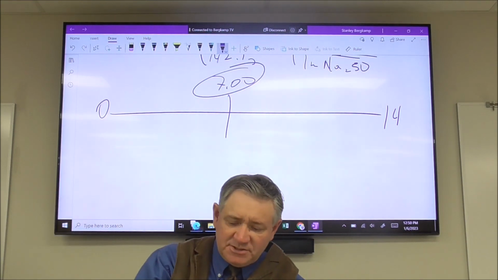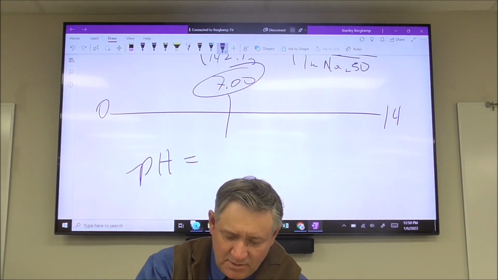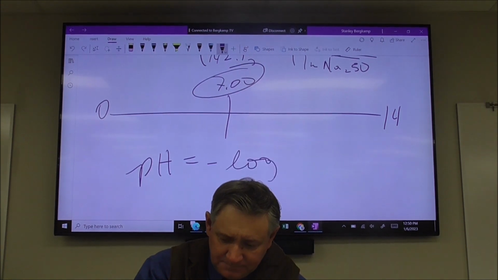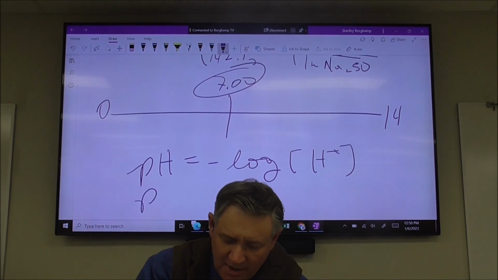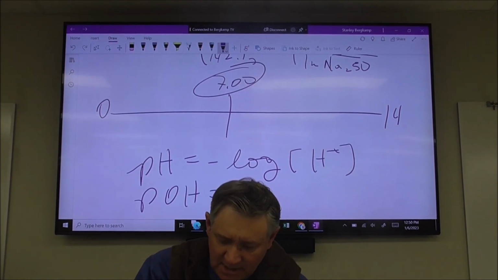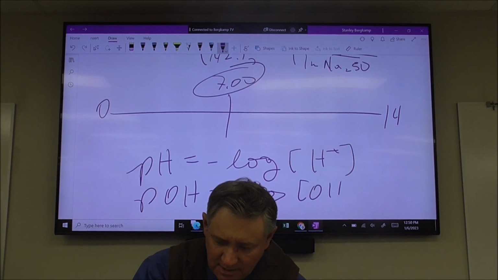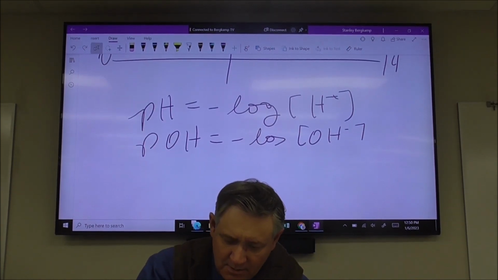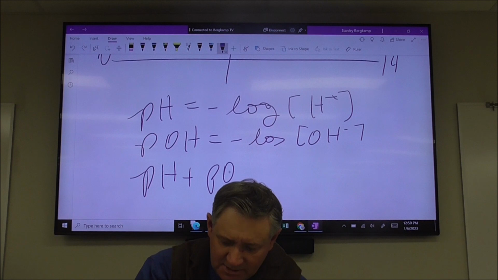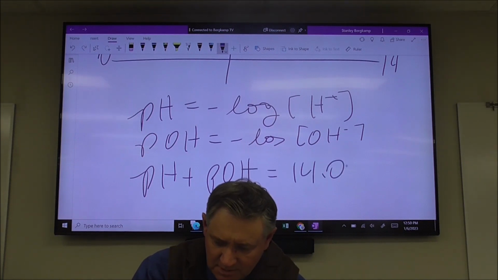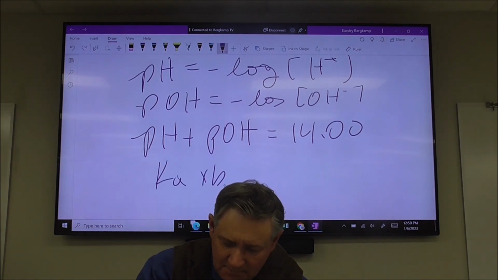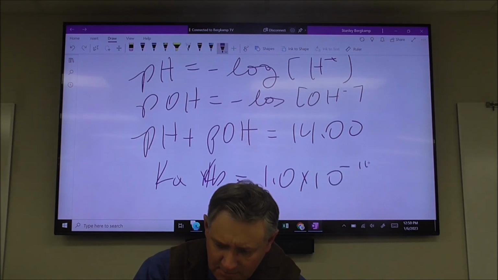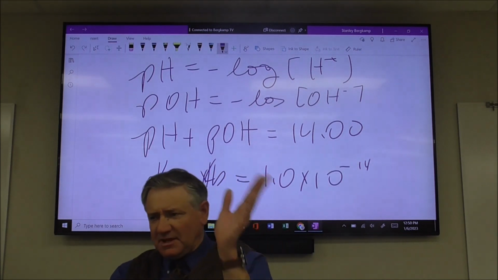On your equation sheet, you have a couple of equations. You have pH equals negative log of your hydronium ion concentration. You have pOH, which equals the negative log of your hydroxide ion concentration. You have pH plus pOH equals 14.00. And you have Ka times Kb, I think this is on there, equals 1.0 times 10 to the negative 14. Okay? Something like that.